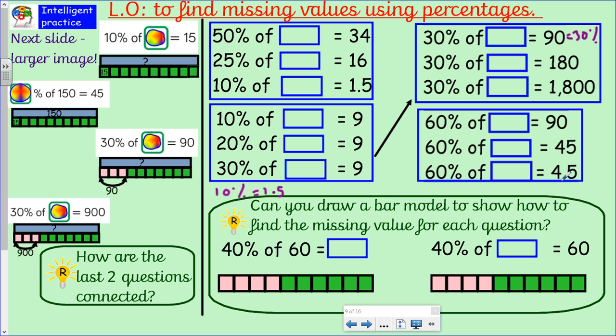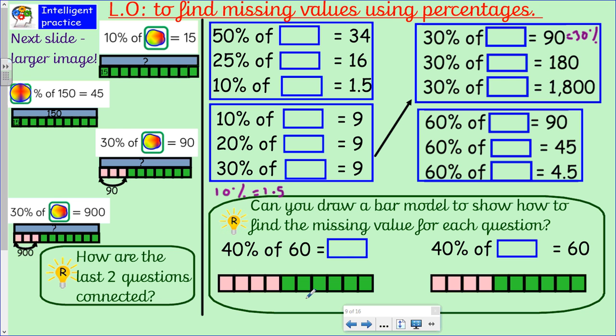60% of something is 4.5 connections. If you get stuck on that, do please message us on Purple Mash or on Dojo, whatever is easiest for you. If you are stuck, please ask us for help, okay? You can message us via the portfolio, or if you can't do that, get your parents to send us a quick message on Dojo. We can even call you to go through it with you, okay?